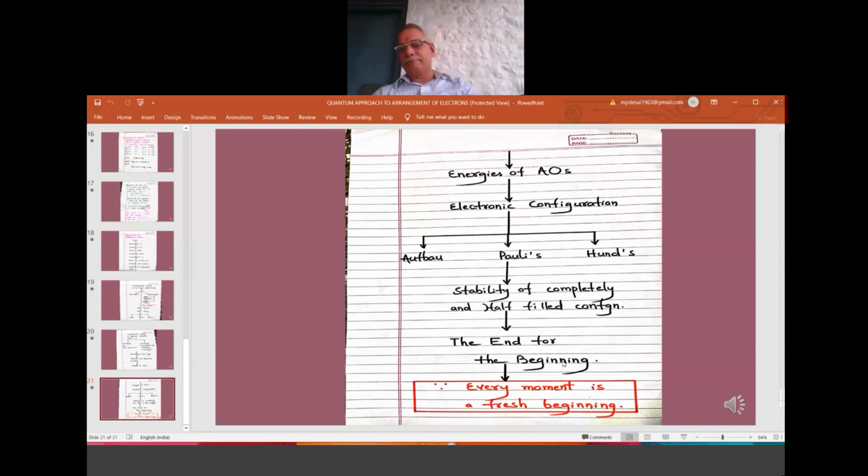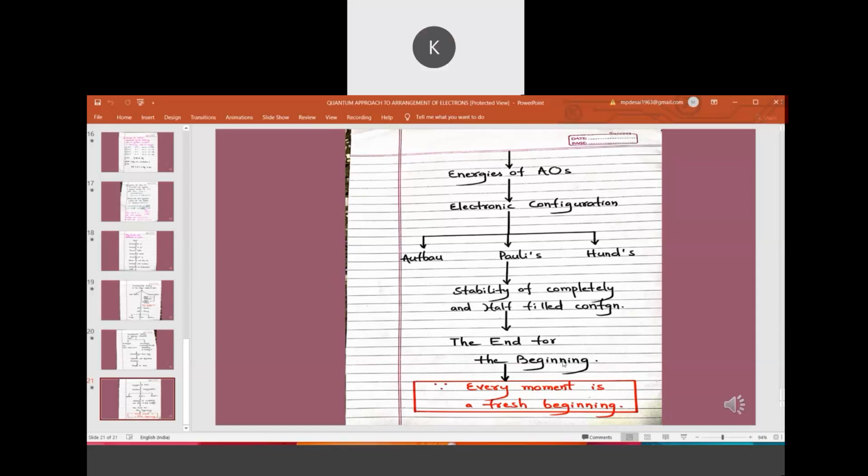Anything from any other student? Sushmita? Most welcome.